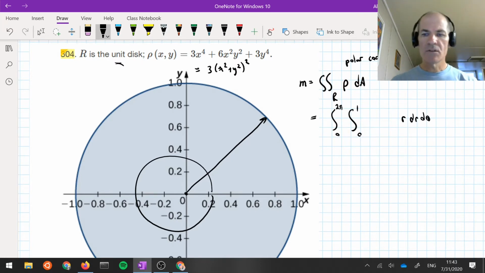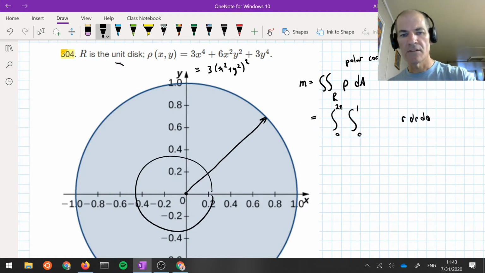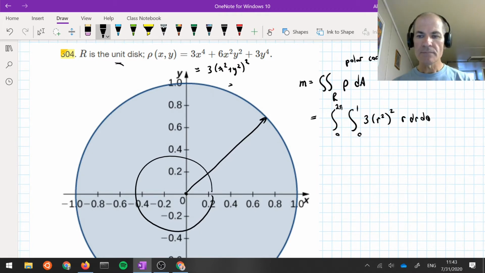And it remains to fill in the integrand in terms of polar coordinates. Because of my observation about this being a perfect square, we see that there's an x squared plus y squared in the parentheses, which we should recognize as being r squared. So this is 3 times the quantity r squared quantity squared.